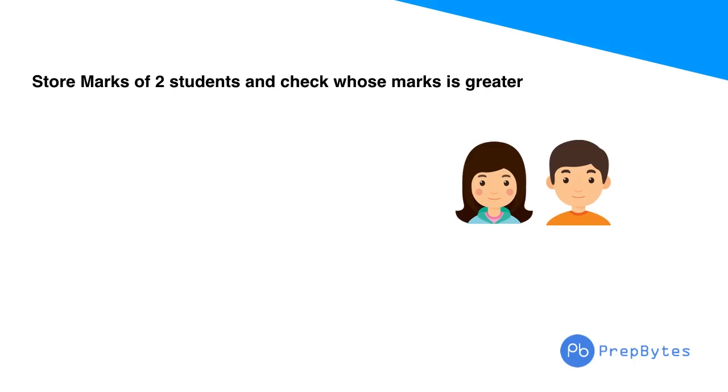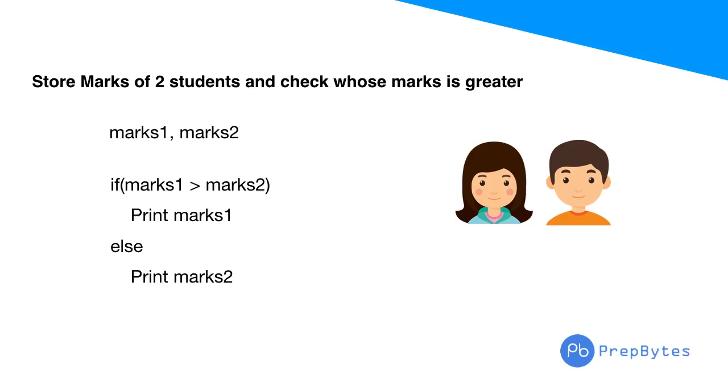So let's say I have a problem statement that I have to store marks of two students and check whose marks are greater. When I get a problem statement like this, what will I do? I will have two variables, marks 1 and marks 2, and I will write a program that if marks 1 is greater than marks 2, I will print marks 1, else I will print marks 2. Simple, right? This is the case when we have just two variables.